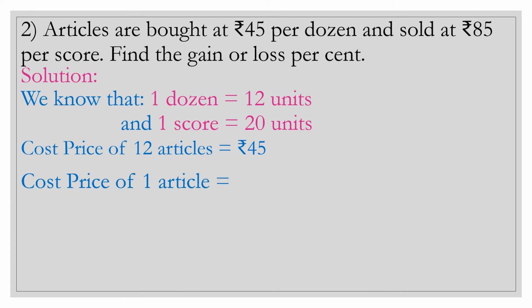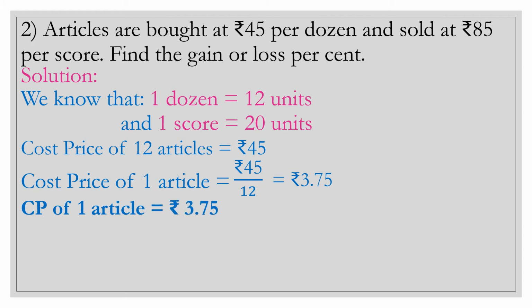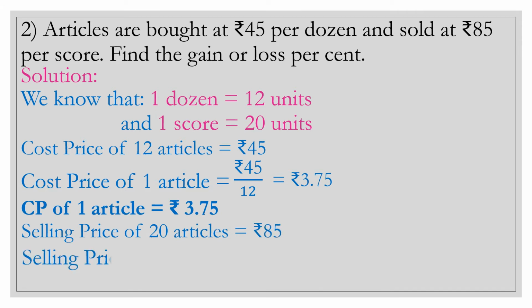again more is given, find out 1. What we have to do? Yes, division. So write down rupees 45 divided by 12. If we divide rupees 45 by 12, we get rupees 3.75. So cost price of 1 article is equal to rupees 3.75. If selling price of 20 articles is equal to rupees 85, therefore selling price of 1 article is equal to... See, more is given, find out 1.